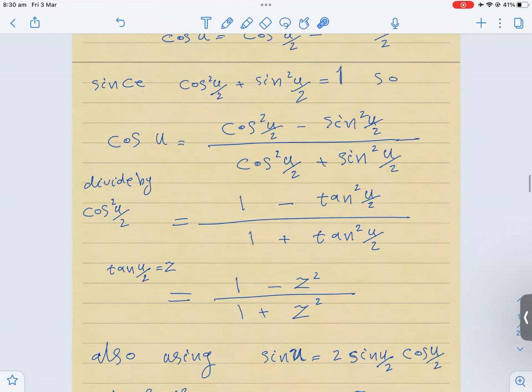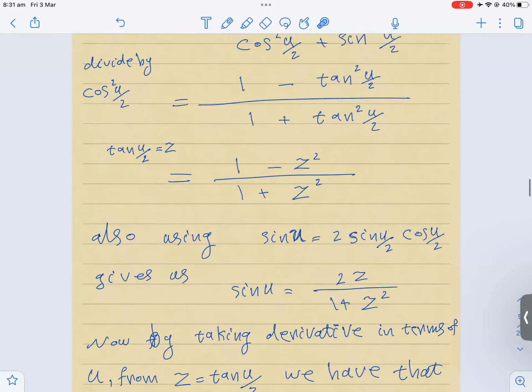So now I divide this whole fraction by cos squared u over 2. So this will be 1, this will be tan squared u over 2, 1 plus tan squared u over 2. So I was able to write cos u in terms of tan u over 2. I assume that tan u over 2 is z. So cos u will be 1 minus z squared divided by 1 plus z squared.